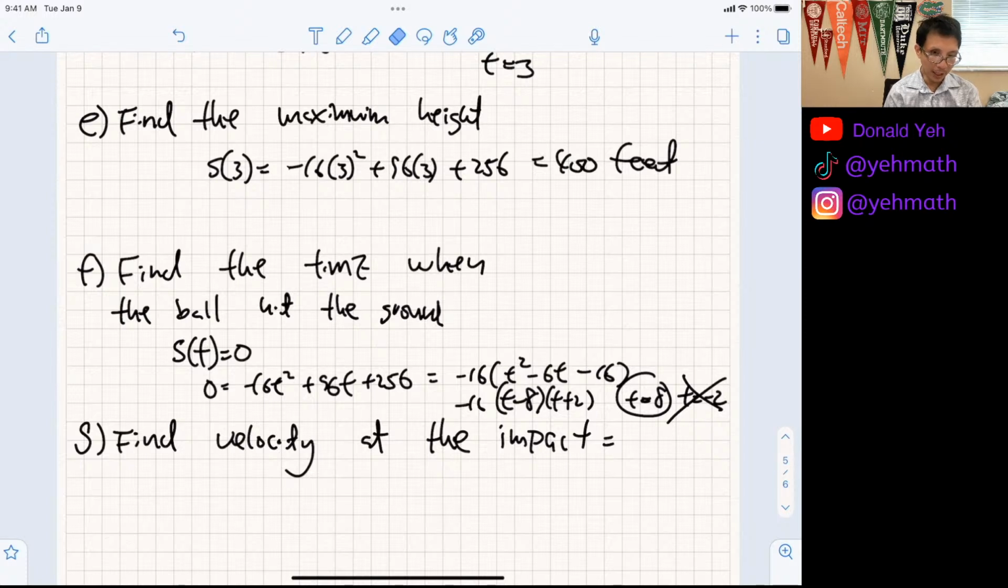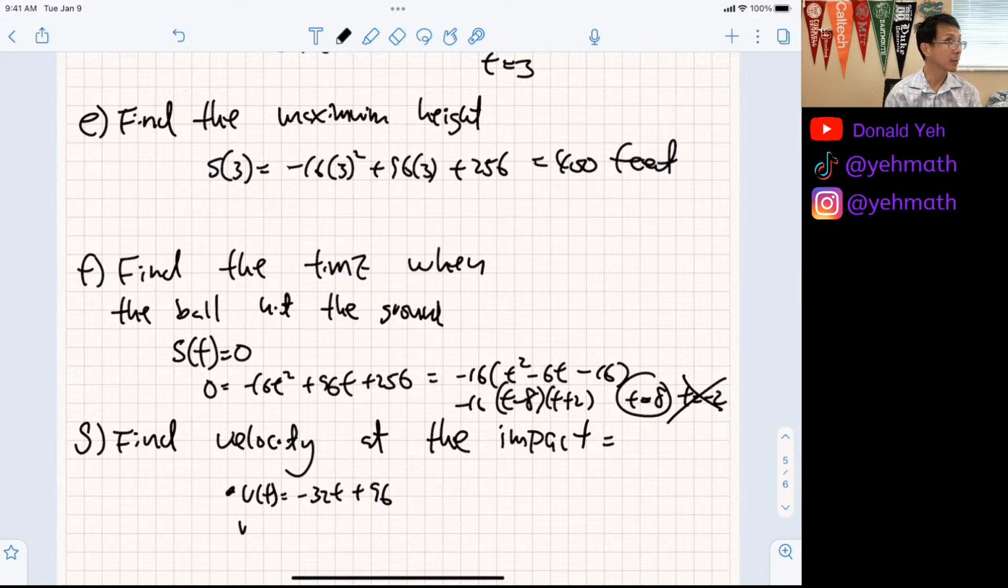Okay, so how do you find the velocity at an impact? Yes. You have to take the derivative of the projectile motion function, so you get negative 32t plus 96. So v of t is equal to negative 32t plus 96. And what do you do with that? You set that equal to 0. No, we already did that on the last question when we found the maximum height. We want to find the velocity.